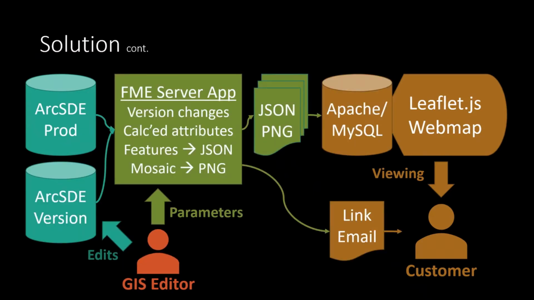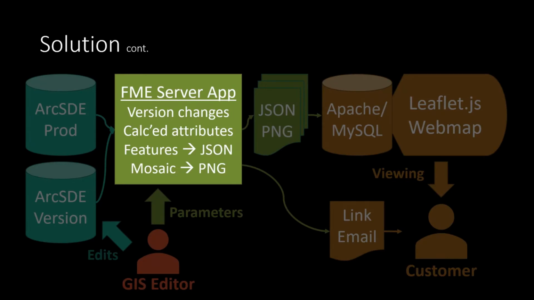Here's a more detailed diagram of the process, but I really want to focus on the FME server application, as this is really the key component of the process. As a data translation and transformation platform, FME is well suited for analyzing the differences between the production and edited GIS data.